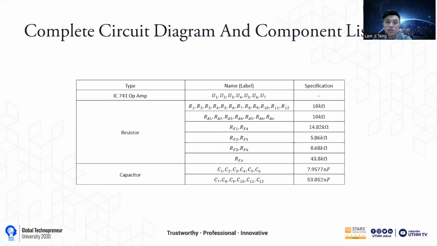And for the capacitors, C1 until C6 is 7.9577, and the C7 to C12 is 53.052.